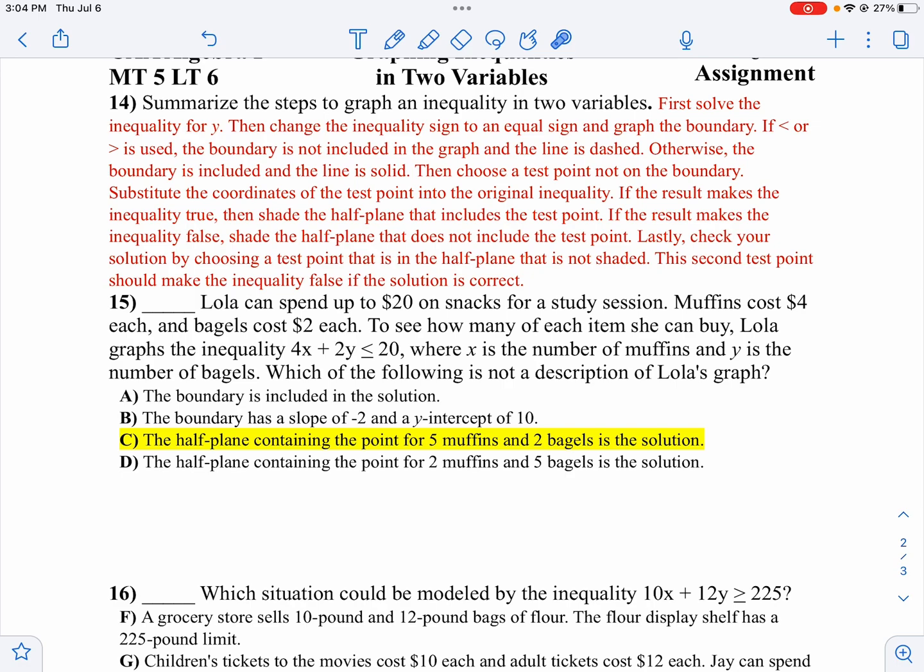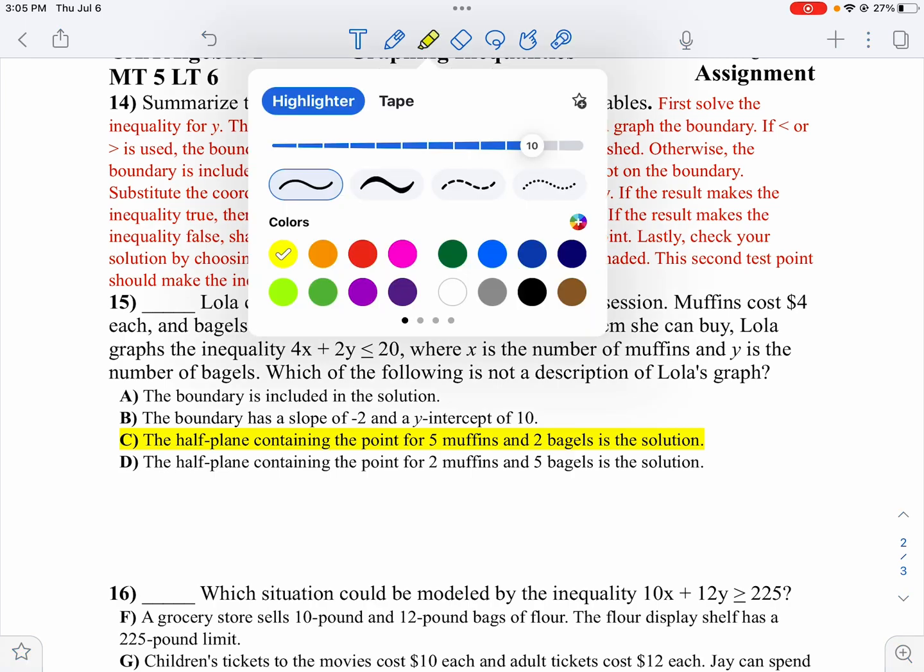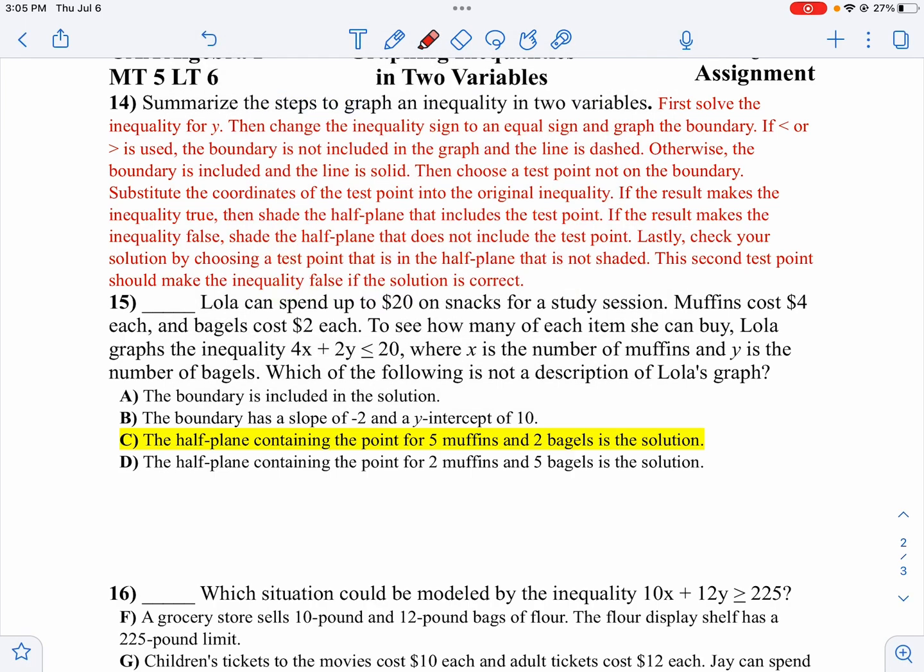On number 15, it says Lola can spend up to $20 on snacks for study sessions. Muffins cost $4 each, bagels cost $2 each. To see how many of each item she can buy, Lola graphs the inequality 4x plus 2y is less than or equal to 20. X is the muffins, Y is the bagels. Which of the following is not, that's the key word on this one, is not a description of Lola's graph?